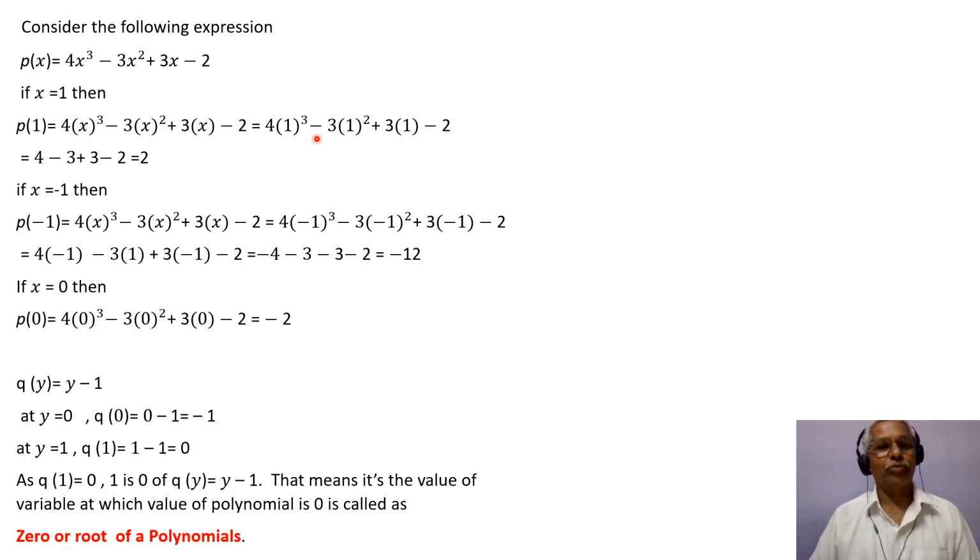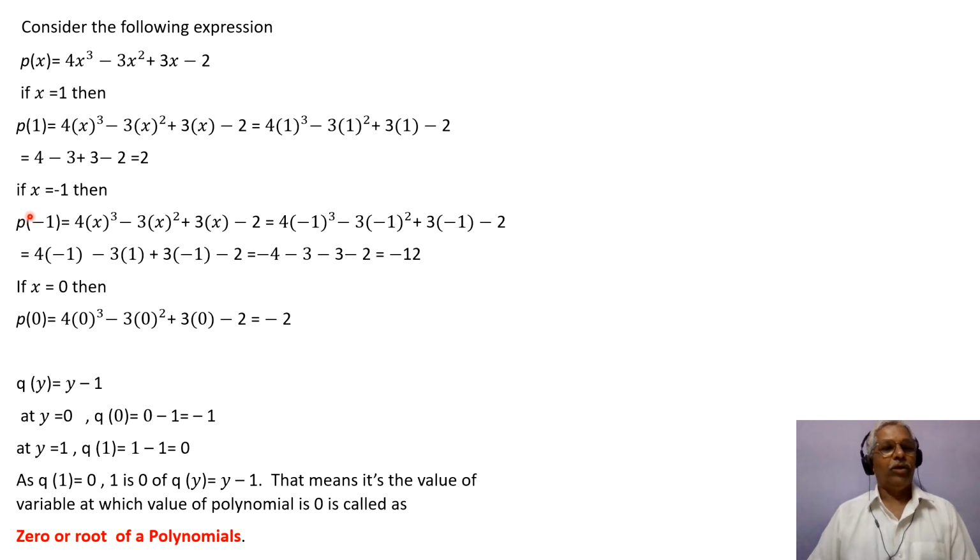Substituting here: 4 into 1 cube minus 3 into 1 square plus 3 into 1 minus 2. If you solve this, you get 4 minus 3 plus 3 minus 2. The 3s cancel and 4 minus 2 is 2. This is the value of the polynomial at x equal to 1.